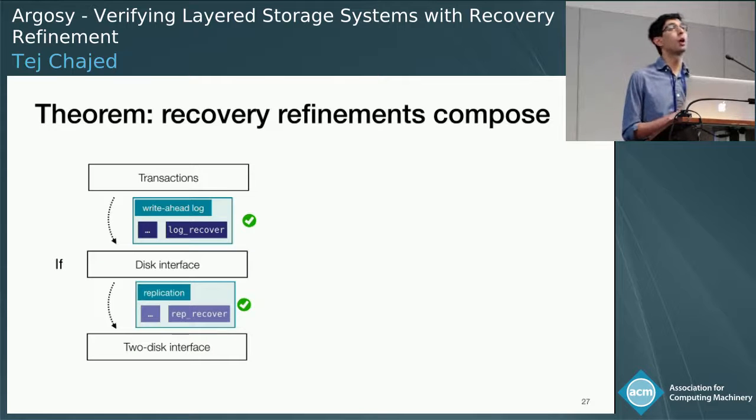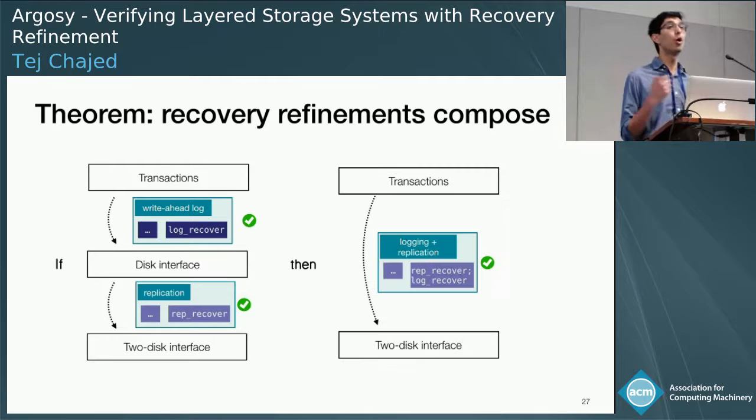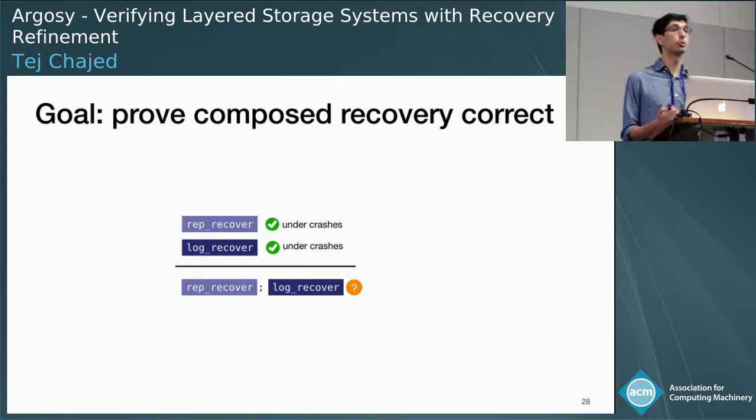More formally, what this composition theorem says is that if we have two stacked implementations, and each of them is a recovery refinement, then the composed implementation is also a recovery refinement, including that composed recovery procedure. As we saw before, it's challenging to reason about this composed recovery because crashes during composed recovery don't directly resemble either sub-recovery.